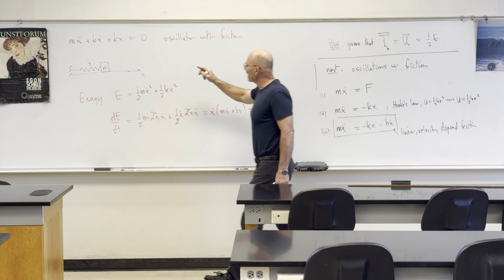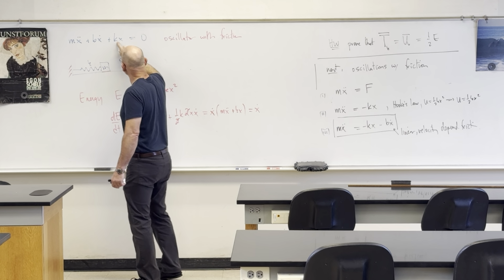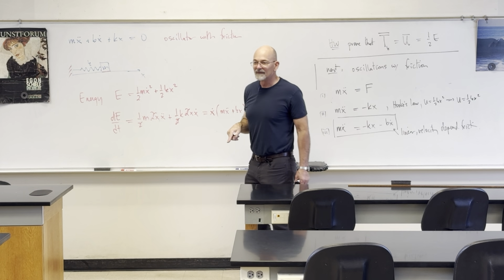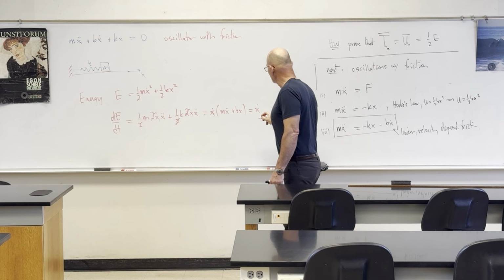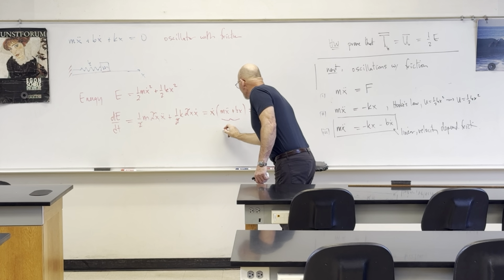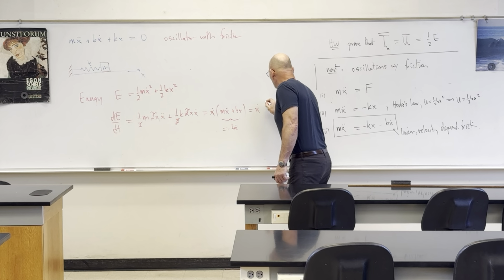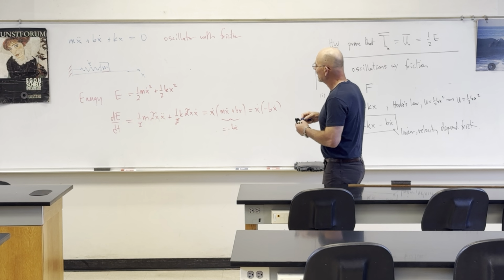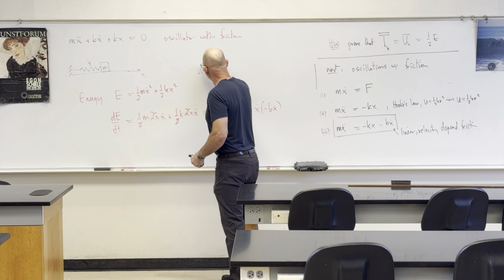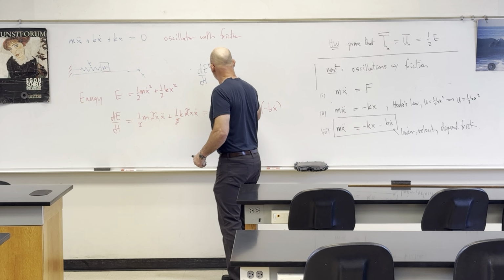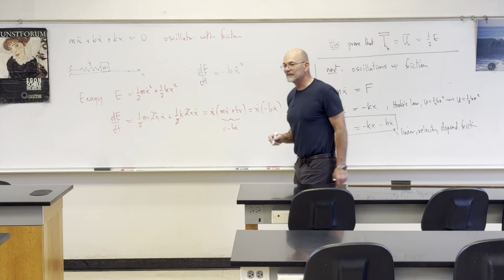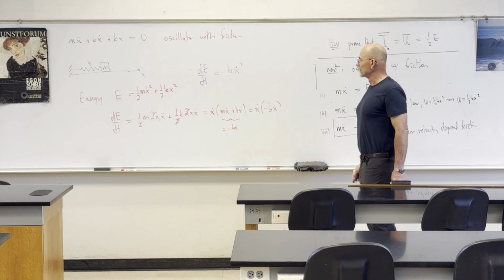And what does the differential equation tell us about m x second derivative plus kx? It equals minus bx dot. So that equals x dot times negative b x dot. Before we even solved this differential equation, we see that the time derivative of the energy is equal to negative b x dot squared. What do you think of that?